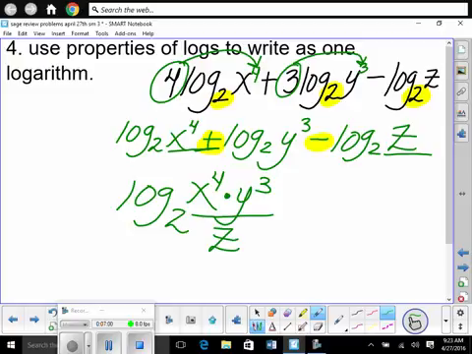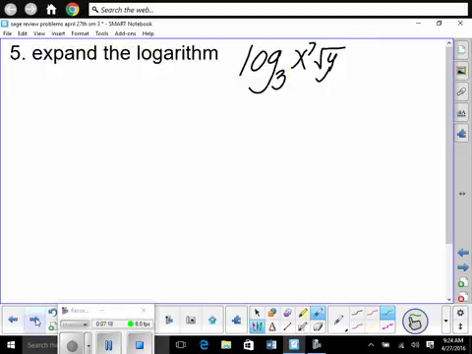Log to the base 2. If you don't have the base 2 there, you're incorrect. Questions? So we could have gone backwards. You might be given something like this, and they'll say rewrite this as multiple logs, or expand the logarithm. So we would have gone backwards and got back up here, which we'll practice that. Questions? Okay, let's do another one.